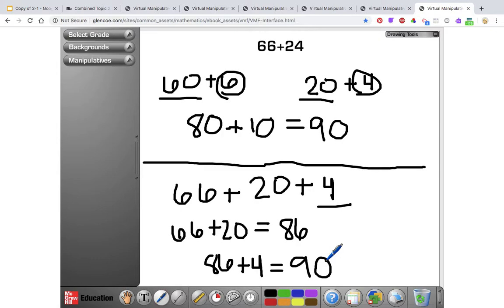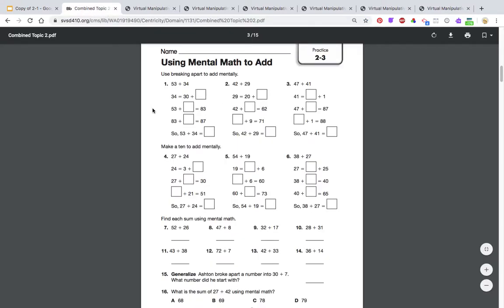All 3 of those I was using mental math and didn't have to count on or use a picture or anything like that. I can do it easily in my head by breaking apart those numbers and kind of trading around to make those workable and easy for me in my head. So as you're working today, you're going to be using those strategies.